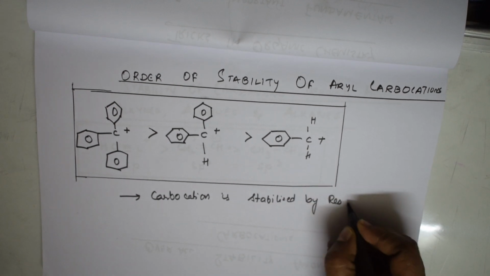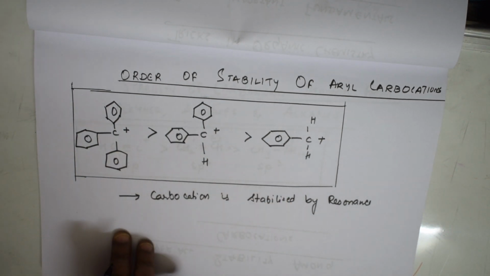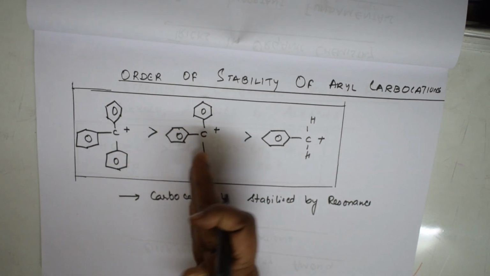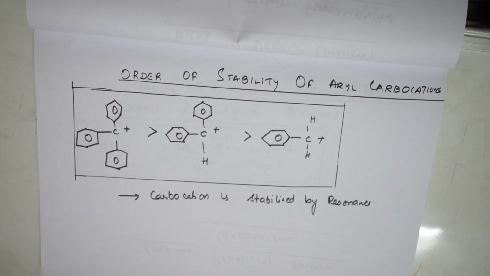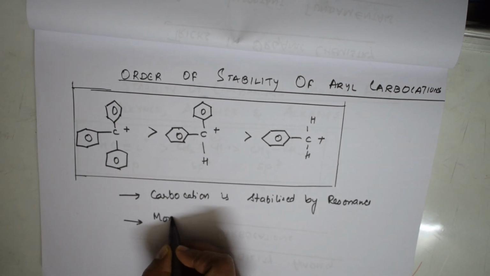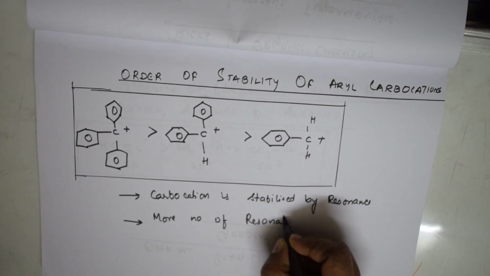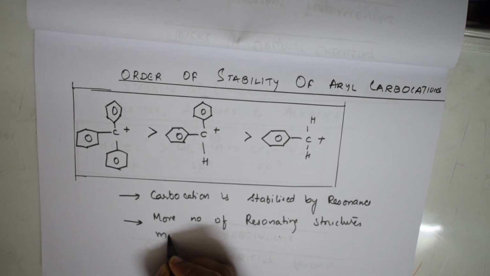After knowing this concept, next let me check which has more number of resonating structures. This has three benzene rings, more number. Two benzene rings, compared to that, less. Only one benzene ring, less. Whichever has more number of resonating structures is more stable. That is the reason the order is given in this direction. So what will we write? More number of resonating structures, more is the stability.